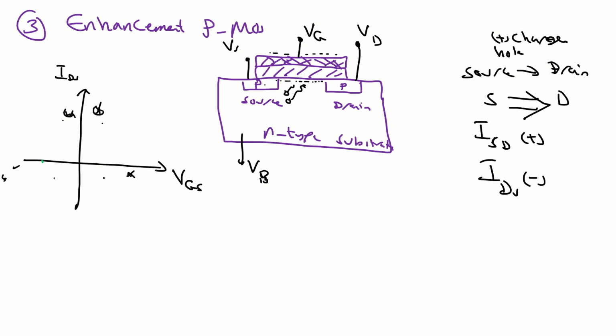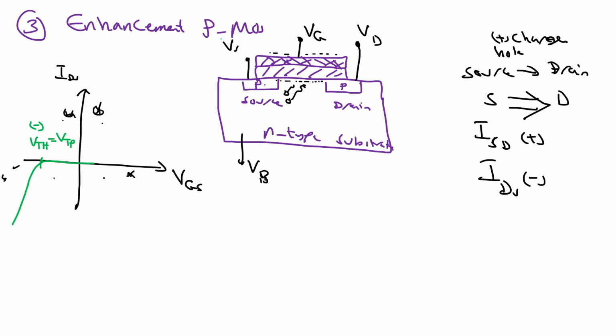So here, when VGS is 0, the current will be 0. We have to apply negative voltage such that after that we have a current in the device. This voltage is VTH, the threshold voltage, and I will call it here VTP. And this VTP here is negative. So you can say the threshold voltage in the enhancement P MOSFET is negative. Okay?